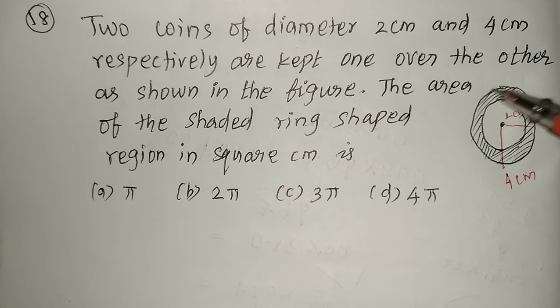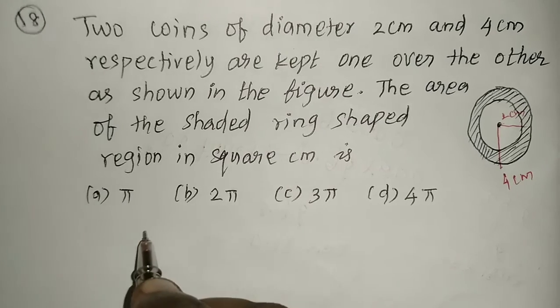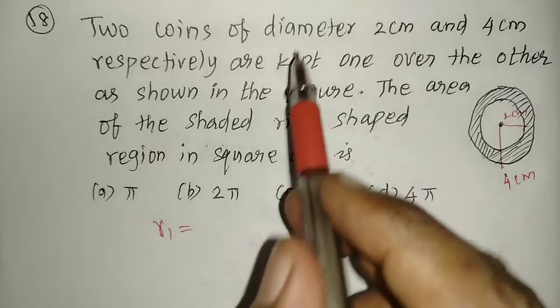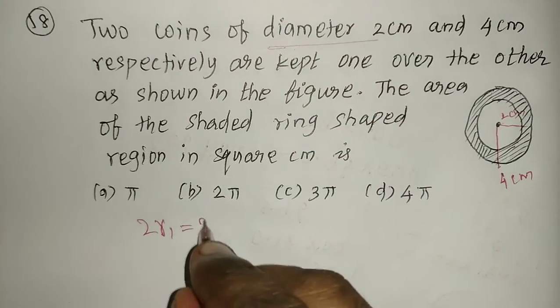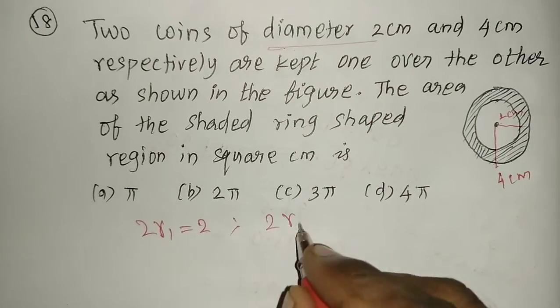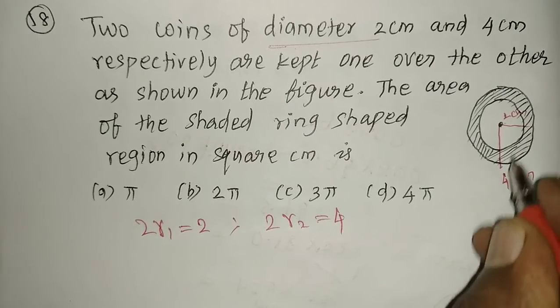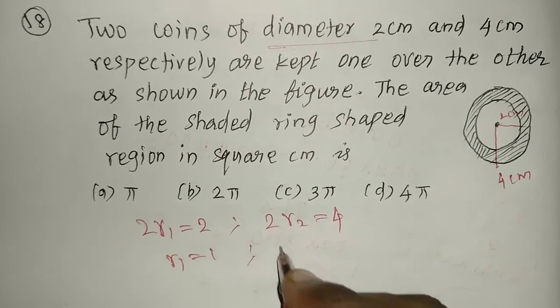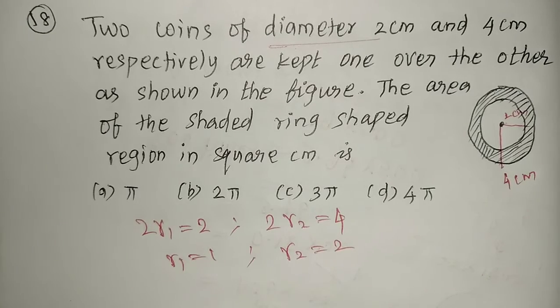Listen carefully, the greater circle minus the small circle, if you do, definitely you will get the shaded region. So this is very easy to go. Before that, R1 is the small one, but they have mentioned diameter. So 2 times R1 is equal to 2, and 2 times R2 is equal to 4. So R1 equals 1 and R2 is equal to 2, after cancelling.